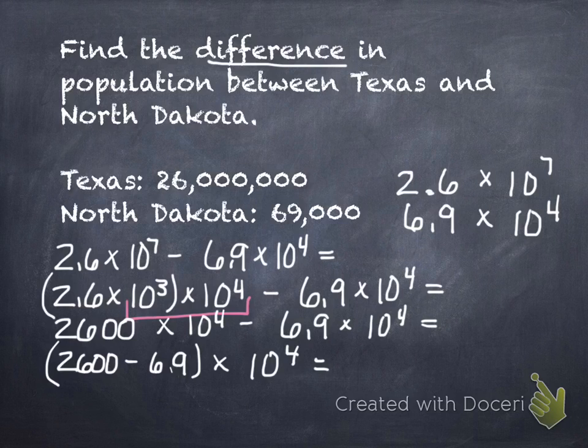All right, so now I have 2,600, and that came from here. 2.6 times 10 to the 3rd is 2,600, and that's times 10 to the 4th minus 6.9 times 10 to the 4th. Now, why did I want my powers of 10 to be the same? Well, it's because I want to use the distributive property, and I want to pull out the 2,600 minus 6.9 times 10 to the 4th. So I pulled the 10 to the 4th out of each of these using the distributive property.